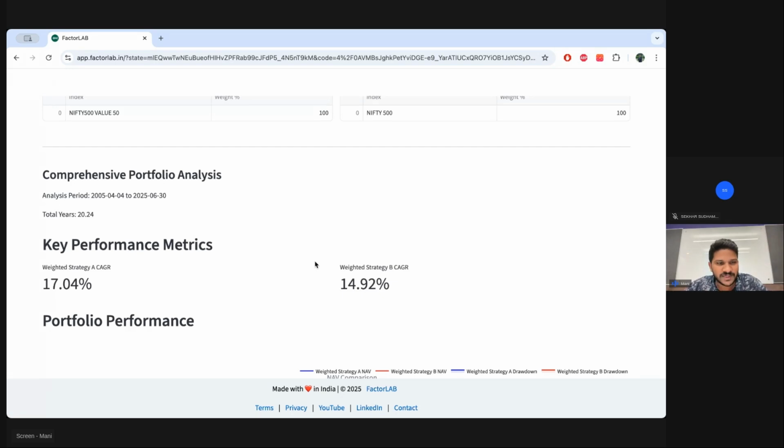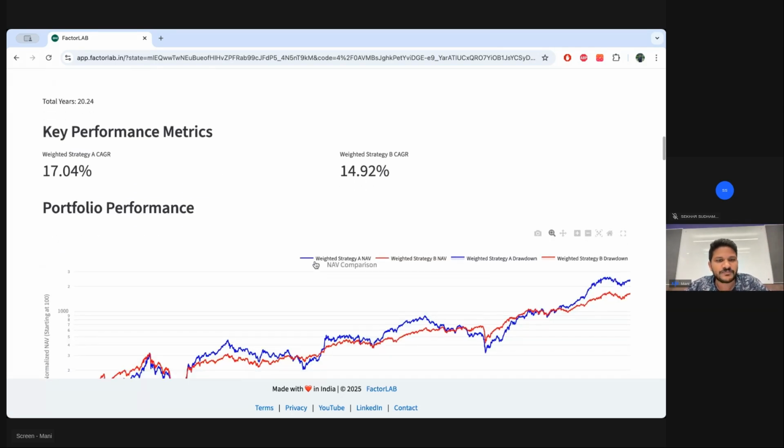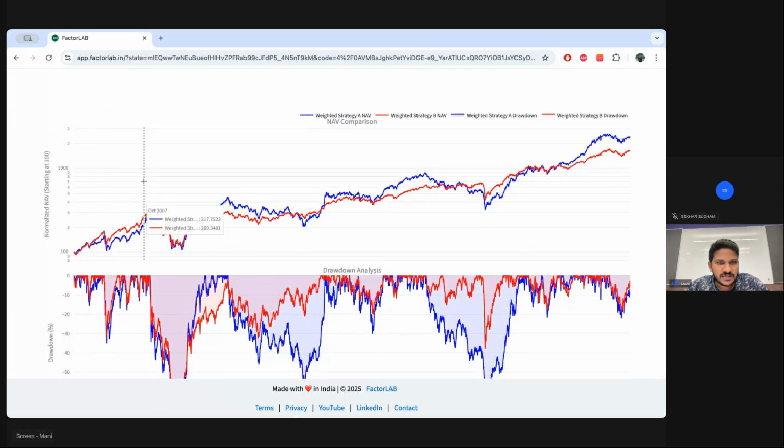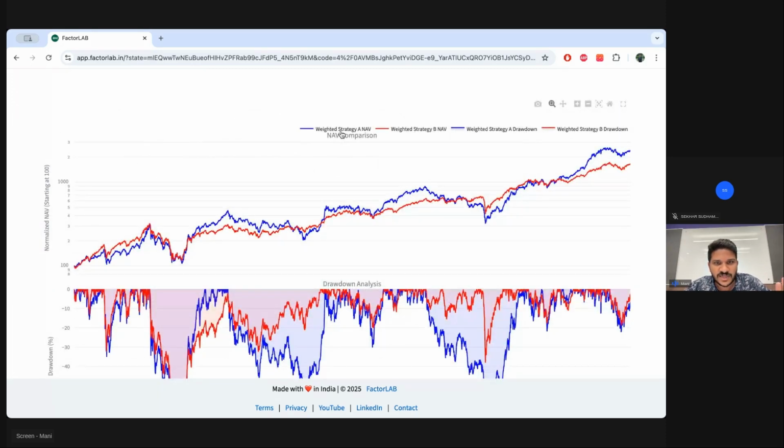You don't judge the book by its cover, so you go deep into this, right? So this is the equity curve. You see that the blue line is your weighted strategy A, so Nifty 500 value 50. It was underperforming up until the global financial crisis roughly, and then you see it's actually improving over time, and then again it started decelerating, and then again improving. So it's kind of going up and down, up and down. So you can actually see it's being cyclical.